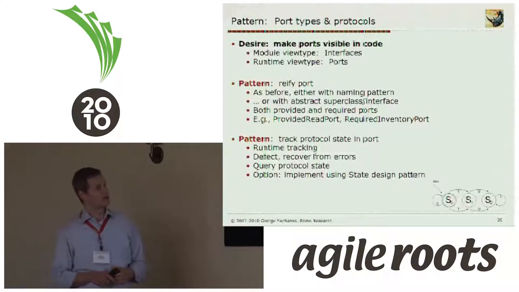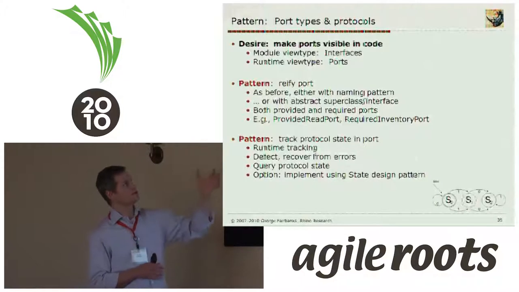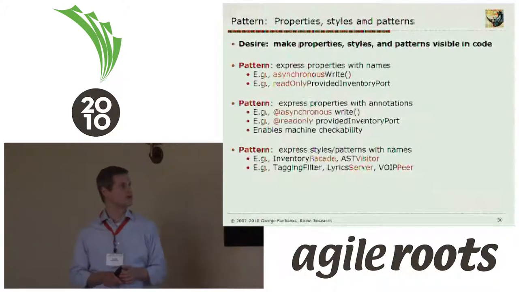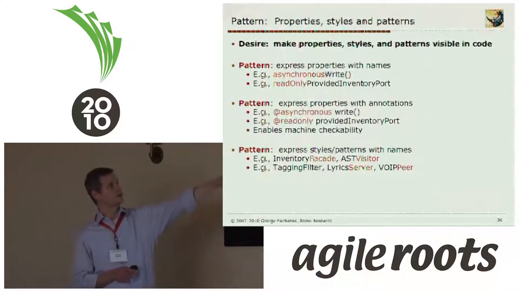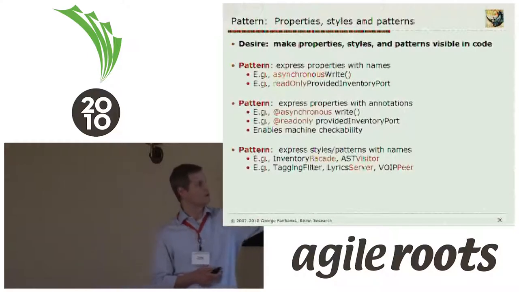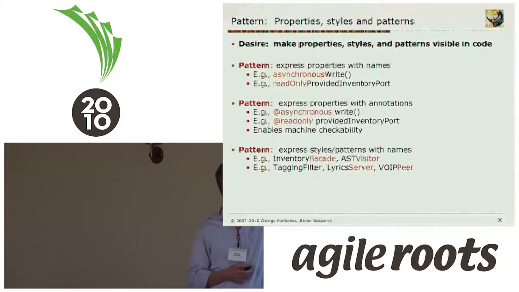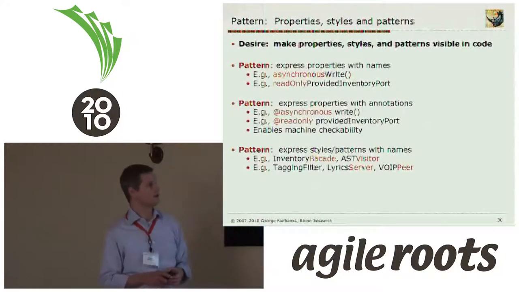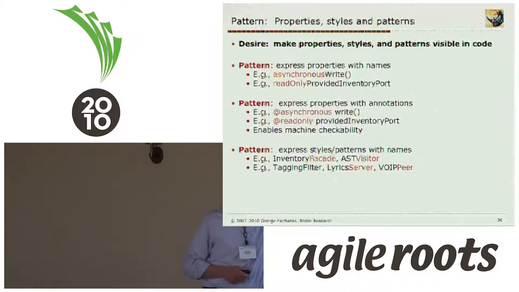Okay, another thing we might want to do is make properties, styles, and patterns visible in the code. Again, we can do this with a naming pattern, so we can do things like asynchronous write and read-only provided inventory port. We can also do that with annotations rather than names, so you can put an @synchronous or an @read-only on each one of these things. And the good news is this probably enables better machine checkability than the first one. The first one's a soft mechanism, this one's a hard mechanism.